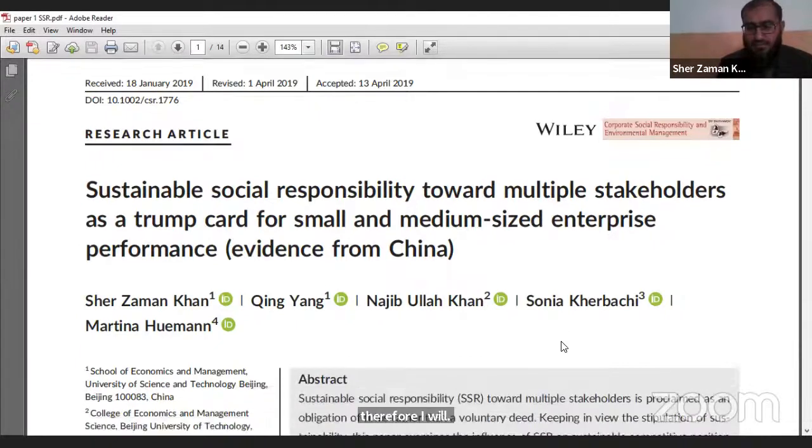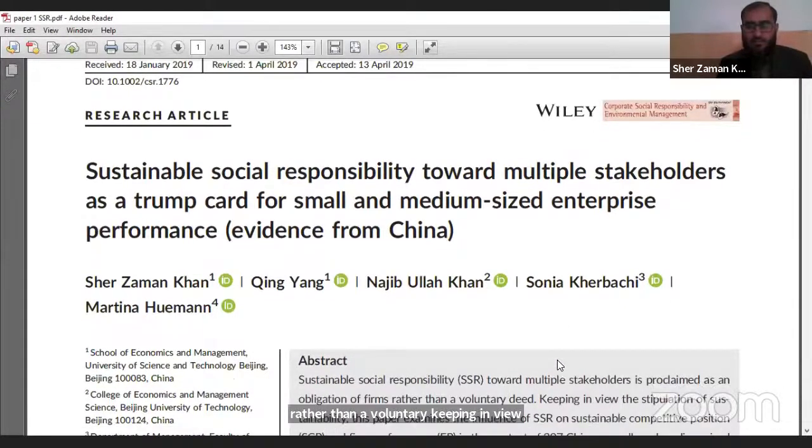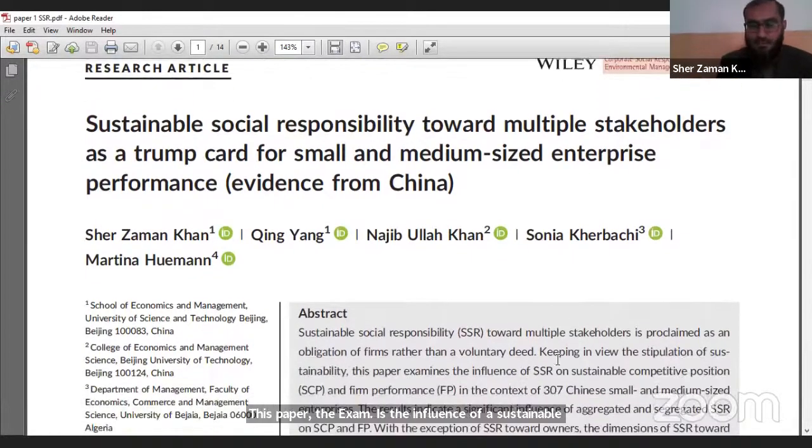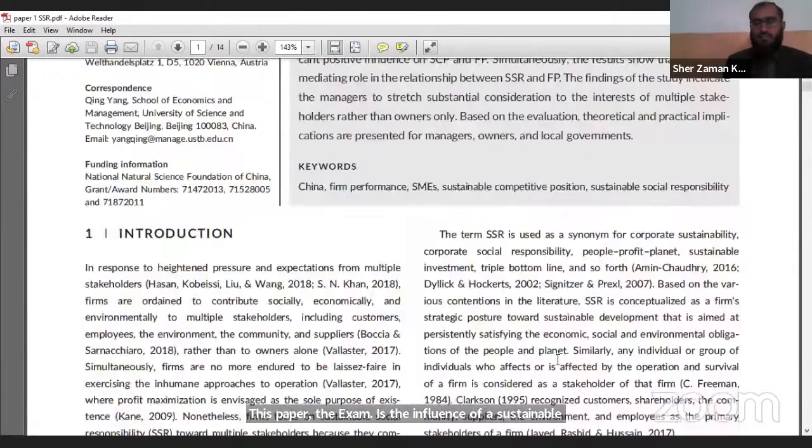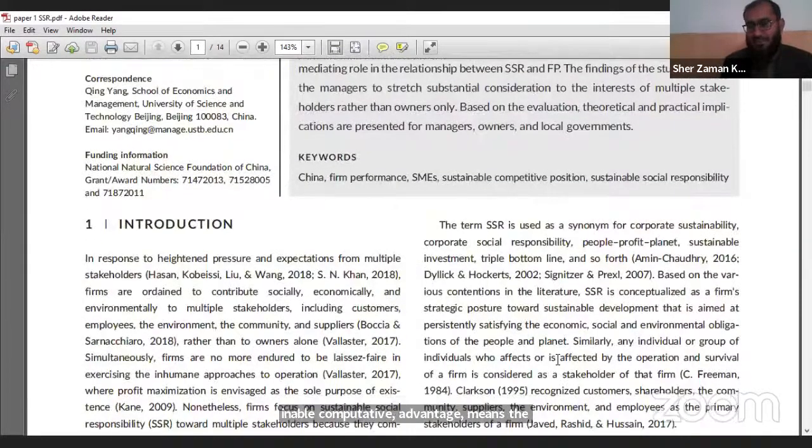Similarly, you can read the first two lines of the abstract. Sustainable social responsibility toward multiple stakeholders is proclaimed as an obligation of firms rather than a voluntary deed. Keeping in view the stipulation of sustainability, this paper examines the influence of SSR on sustainable competitive advantage. Means the language is a bit complex, not very simple.